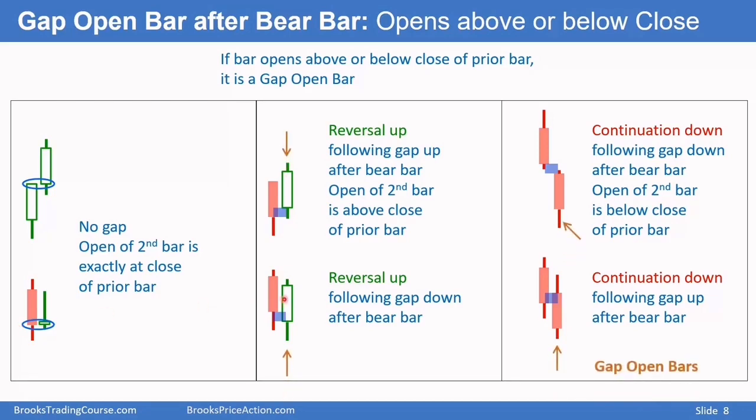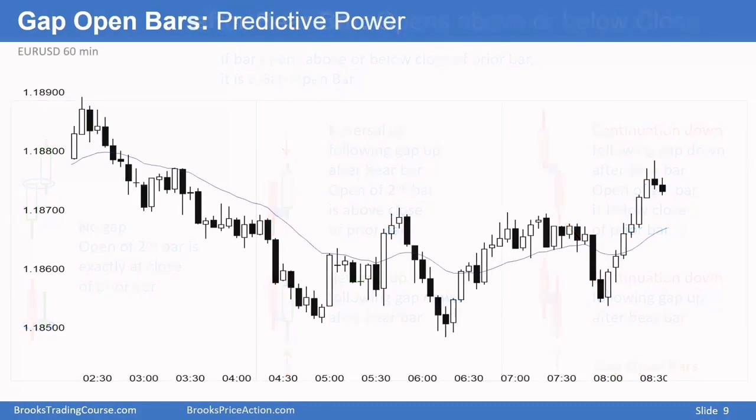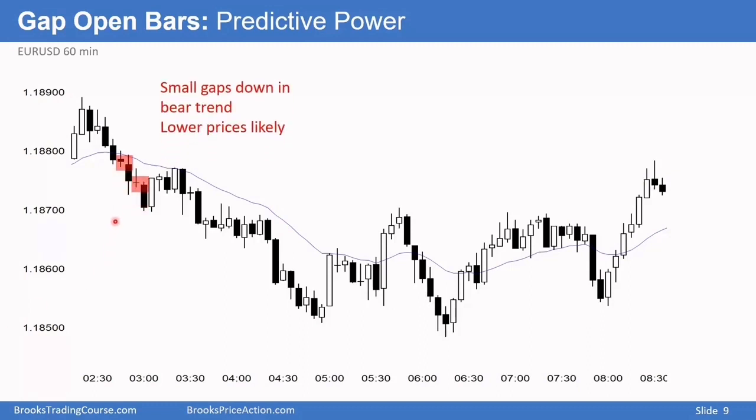Gap open bars: all 4 bars opened with a gap compared to the close of the bar before. Gap open bar, gap open bar. The euro versus the dollar, 60-minute chart. The open of this bar is below the close of that bar. We have 3 consecutive bear bars. Strong selling. What does that tell you?